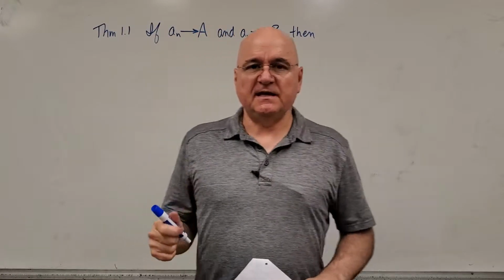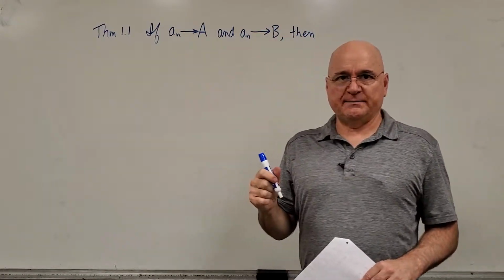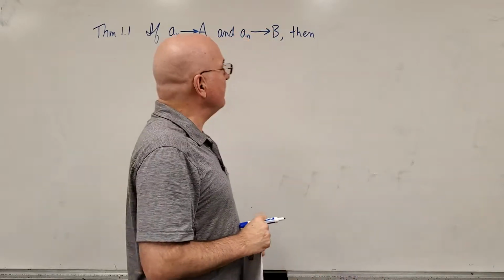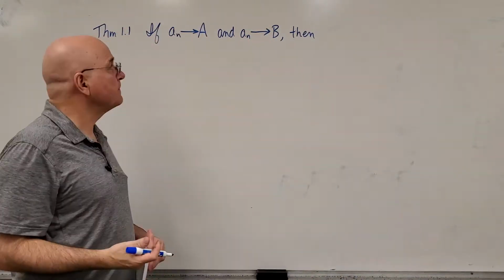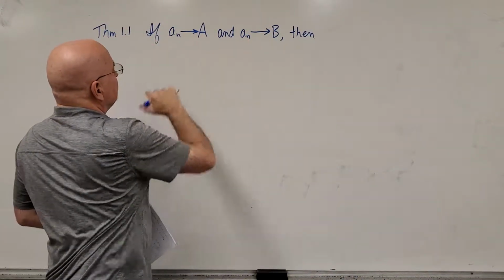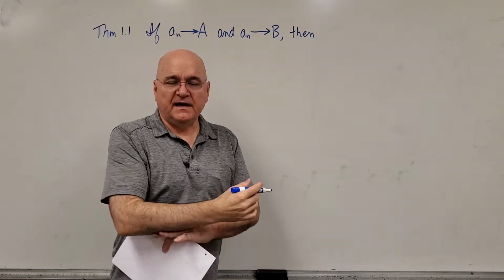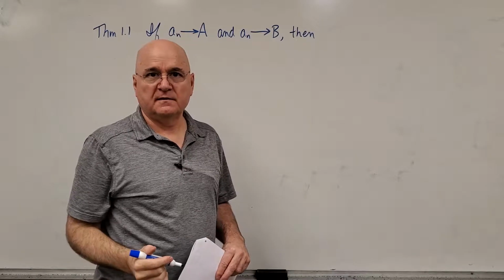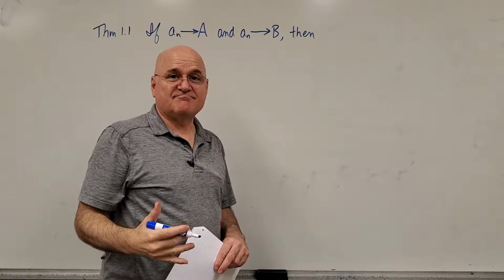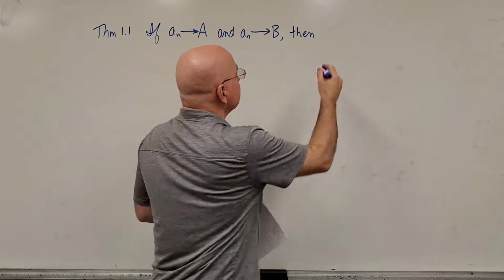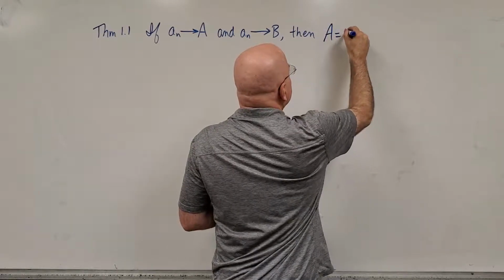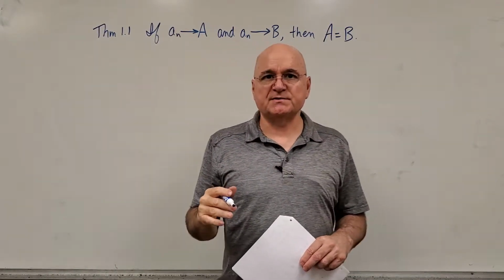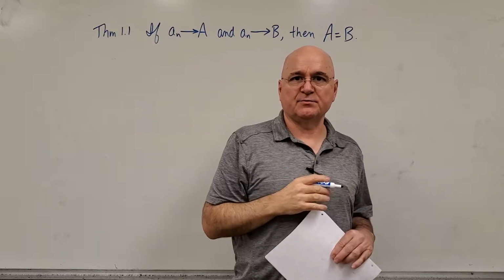Okay, now let's state and prove our first theorem of chapter 1. I didn't quite complete the theorem up here. Let's see if we can figure out what's missing. If a_n converges to A, and a_n converges to B as well, then you might be able to guess what that means. A is equal to B. It is impossible for a convergent sequence to converge to two different real numbers.